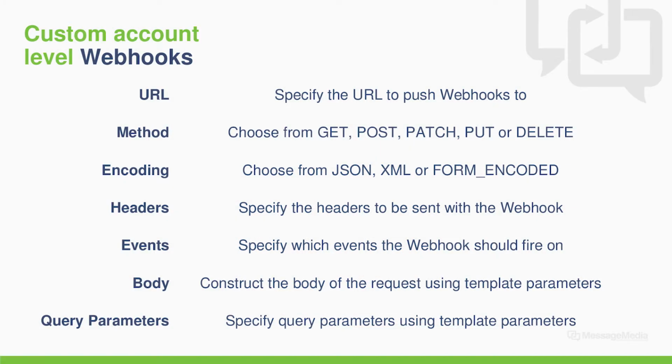We do now allow you to configure all the parameters that make up a webhook. So you obviously can control the URL where the webhook is pushed to. You can change the method that gets used for pushing that webhook, so it can be a GET request, a POST, PATCH, PUT, or a DELETE if you want to use a delete for whatever reason. You can change the encoding from JSON to XML to form encoded. And you can also specify your own headers with that request as well. So you can set your own headers, like the authorization header I mentioned before, using the custom webhooks API.